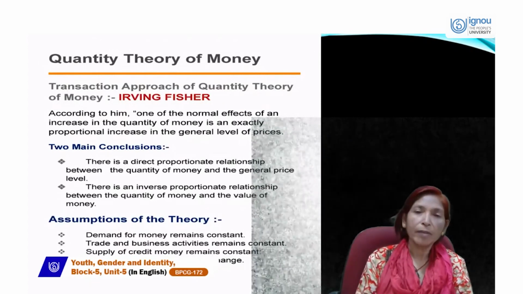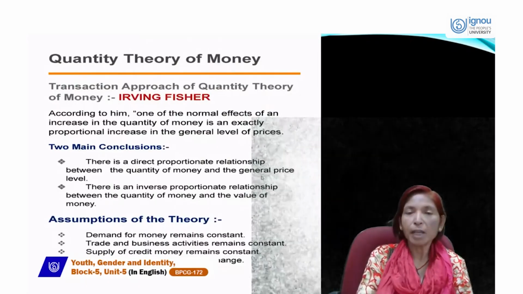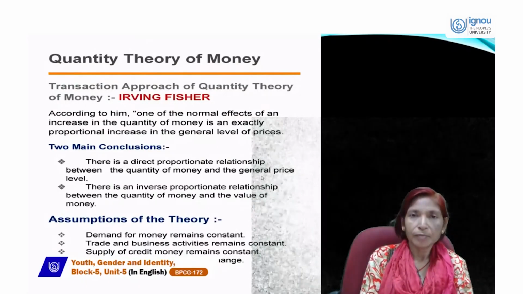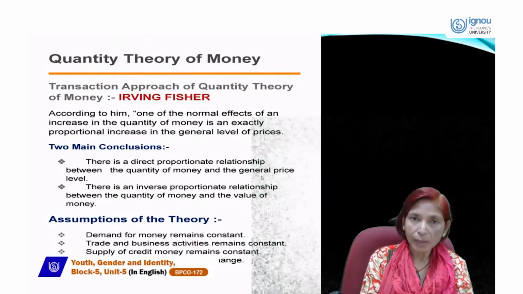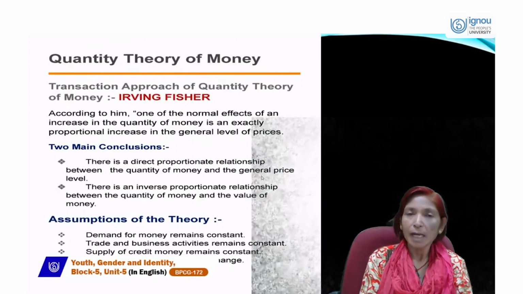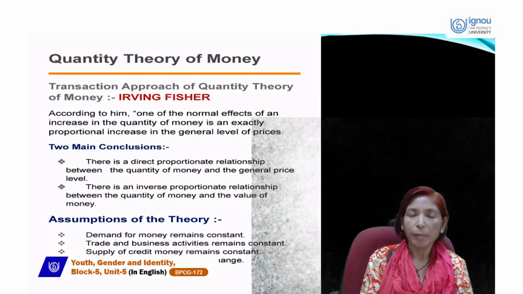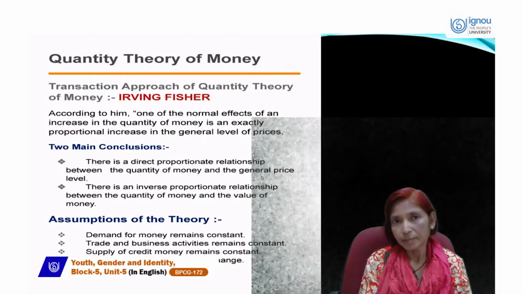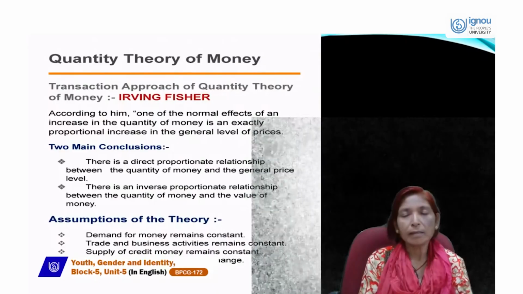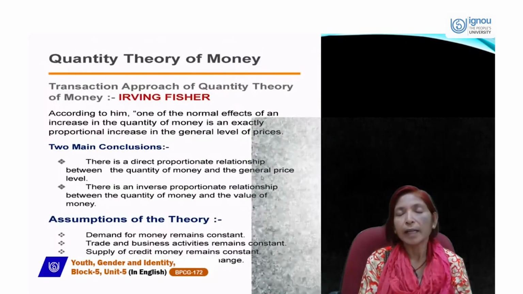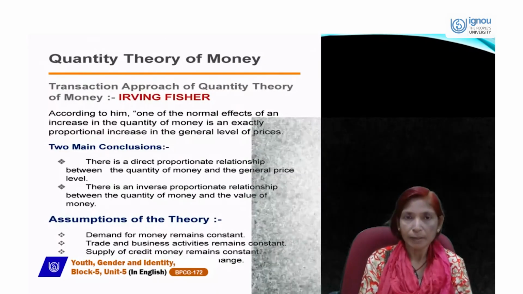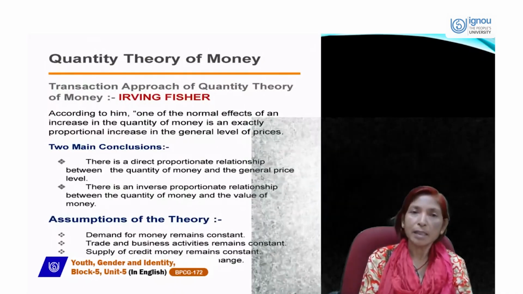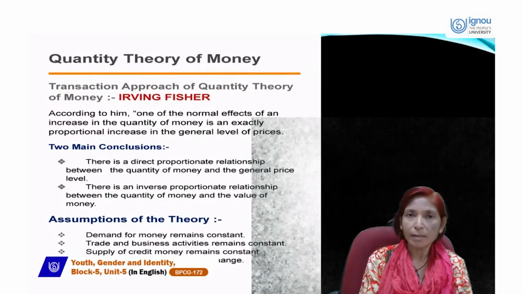When inflation was low, when money supply was less, the price level was also very low. As money supply rises, prices rise, but the value of money falls. Price and value of money have a negative relationship. When money supply increases, price also increases.